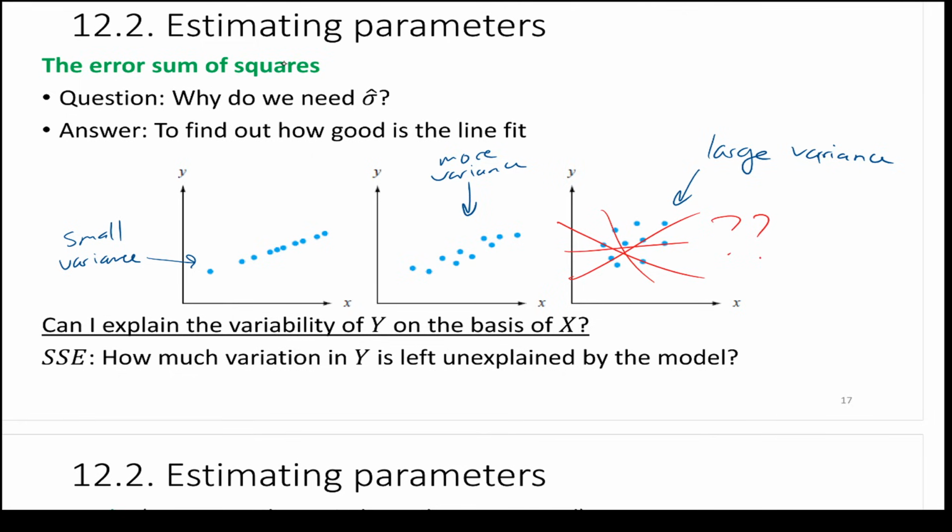So basically, can I explain the variability of y on the basis of x? Well, in the first one, yes. In the second one, still yes. The third one, probably not. Not going to be able to find some kind of linear relationship there. So the SSE is how much variation in y is left unexplained by the line. The model, that just means the line, y equals beta 0 hat plus beta 1 hat x. The model is the equation.